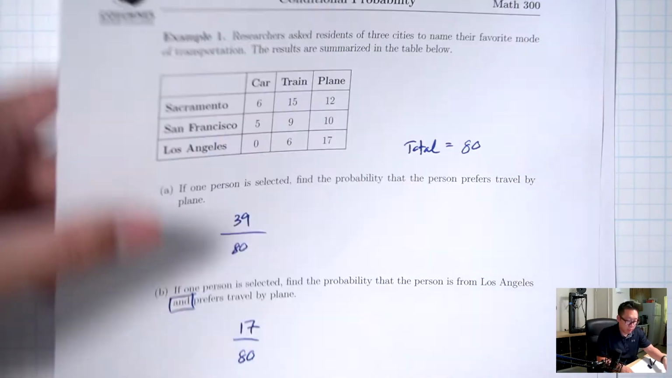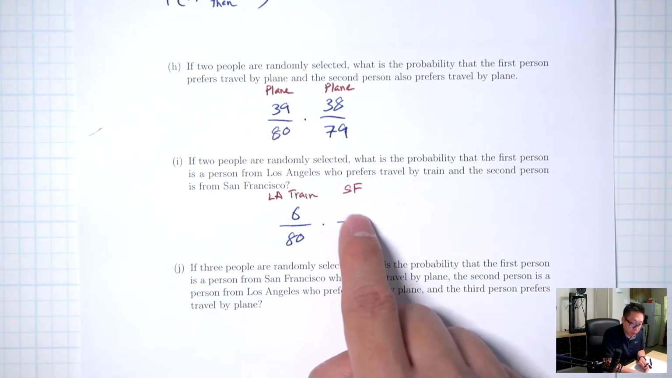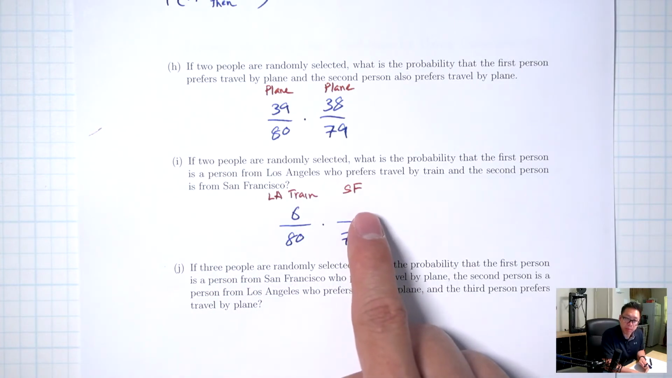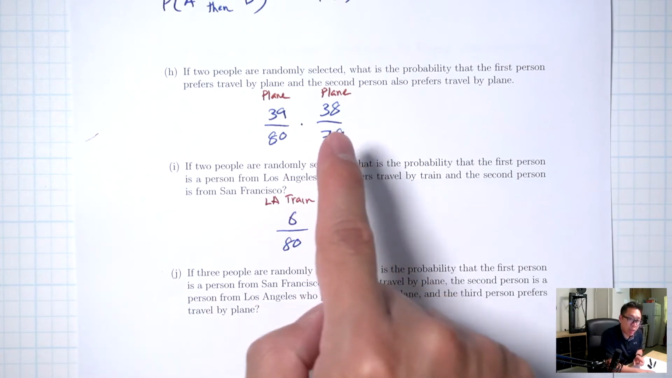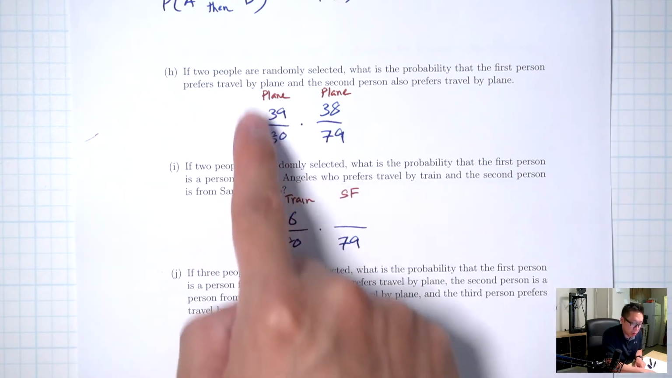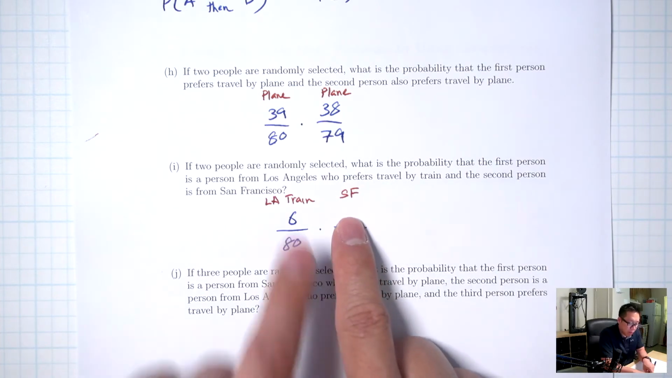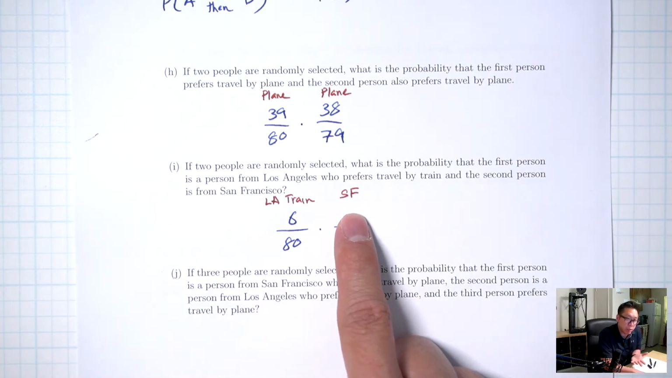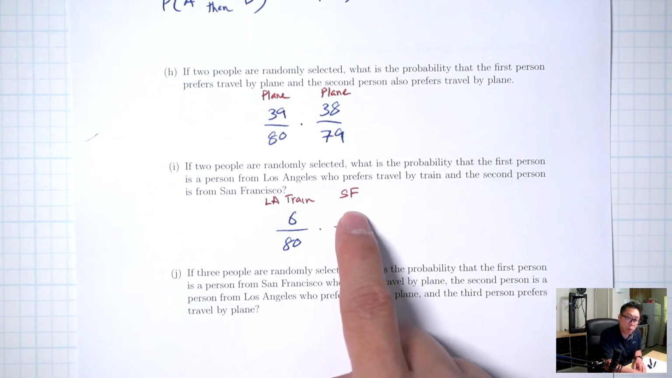Okay, 24. Now, is it 24, or do we have to reduce it by 1 like in part H to 23? In part H, the reason I had to reduce is because I used a plane person in the first slot, right? But here, I haven't used any San Francisco people yet. The first slot was LA train. So I don't have to reduce it by 1 because I haven't used any San Francisco people yet. So I should have the full 24.